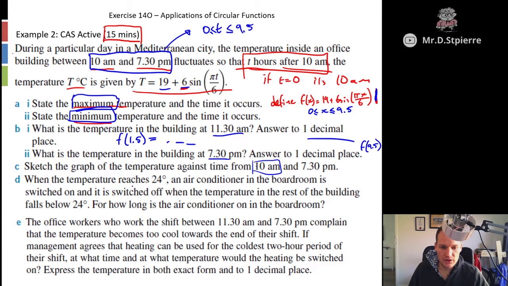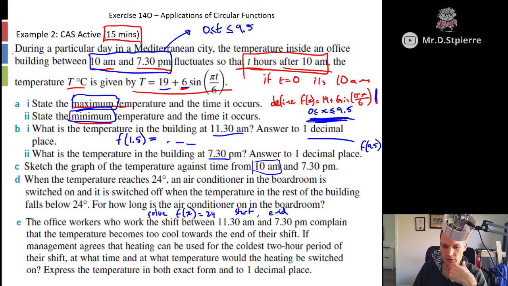When the temperature reaches 24 degrees, an air conditioner in the boardroom is switched on, and it is switched off when the temperature of the rest of the building falls below 24 degrees. How long is the air conditioner on? Okay, so we need to solve for when f of x is equal to 24. We'll get multiple solutions, and again, that's good that we've got a defined domain. Then we can read those values as the start and end time.